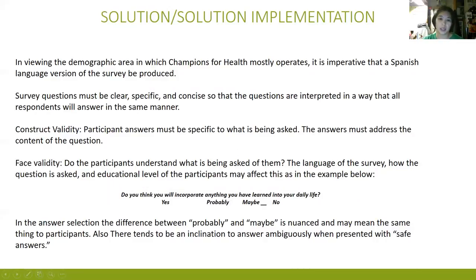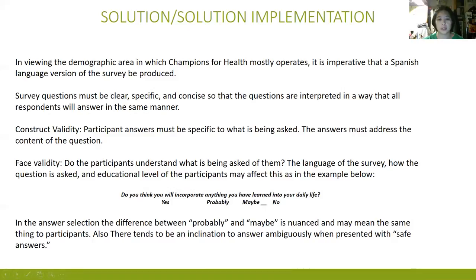And I have that example here. If you remember, the original question was, how will you incorporate what was learned into your daily life? It's right here. Do you think you'll incorporate anything you have learned into your daily life? Yes, probably, maybe, or no. So the problem with this question here is the two answer selections, probably and maybe. It's a little bit nuanced. To participants, I know to me, they're kind of the same thing.